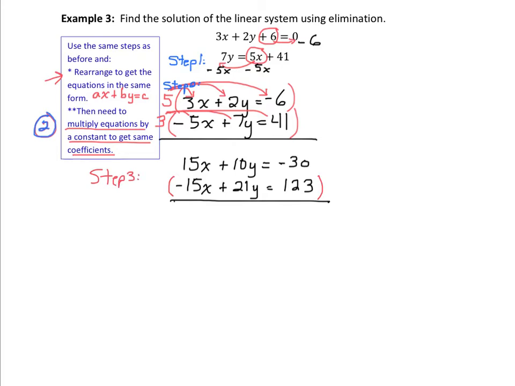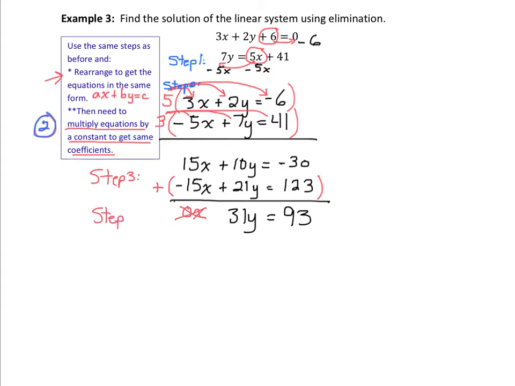and we have to decide if we're going to add or subtract. When you have opposite signs in your equations, you are going to add them, and then that will work out to 0x. 15x plus negative 15x is 0x, and so we don't actually need to write that, we just need to know that it equals 0. And we go ahead and add the rest of the columns together. 10y plus 21y is 31y. The equal sign just carries down. Negative 30 plus 123 is 93.